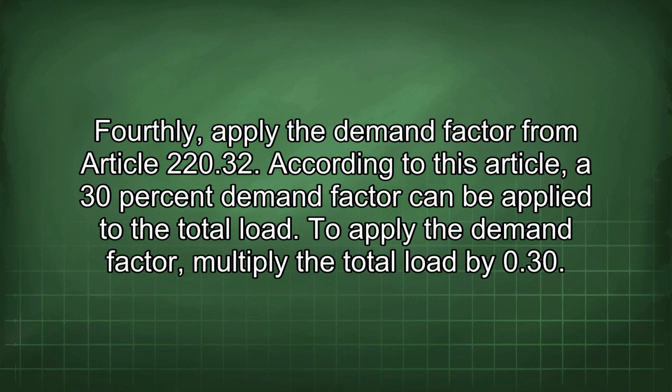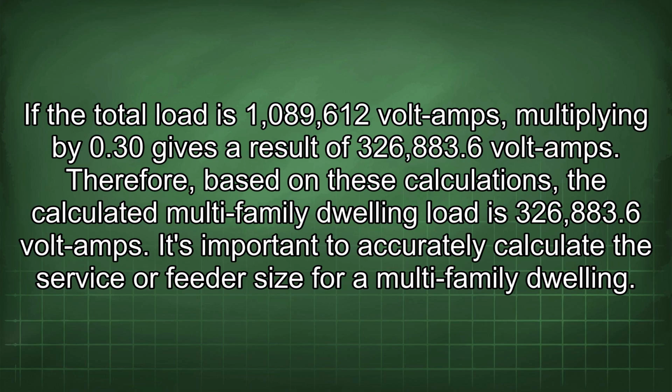Fourthly, apply the demand factor from Article 220.32. According to this article, a 30% demand factor can be applied to the total load. To apply the demand factor, multiply the total load by 0.30. If the total load is 1,089,612 volt-amps, multiplying by 0.30 gives a result of 326,883.6 volt-amps.